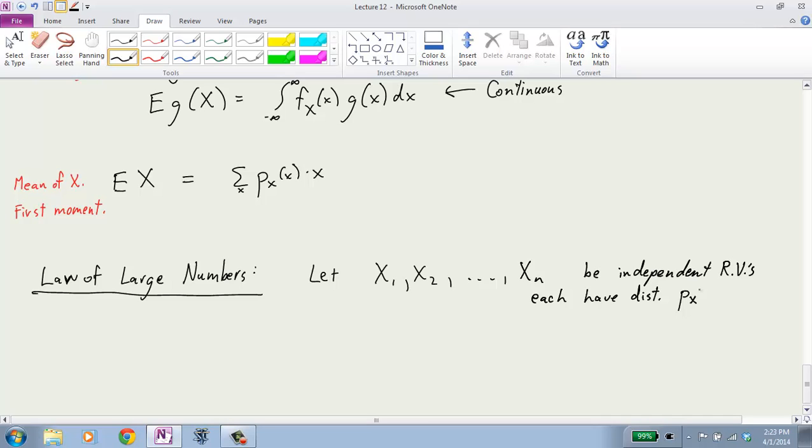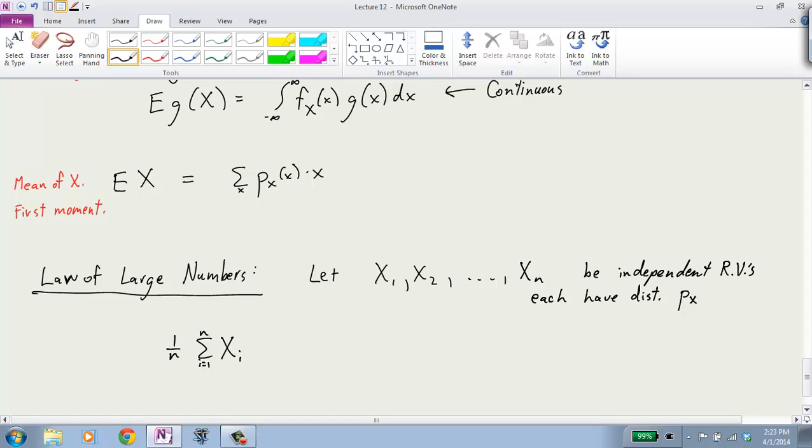Okay. Now, if you look at the sample average, you take all the outcomes that you got and you take the average of them. So that could be written as 1 over n, where n is the length of the sequence, times the sum of X i, i equals 1 to n.